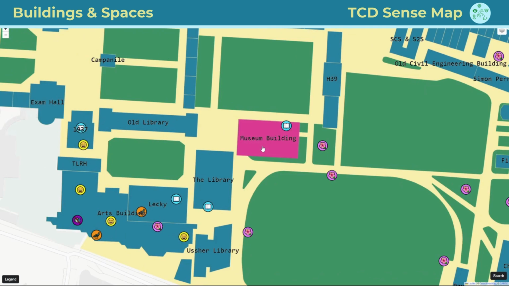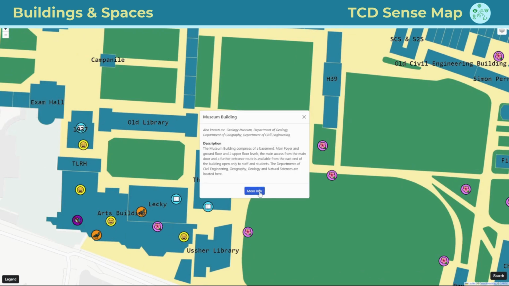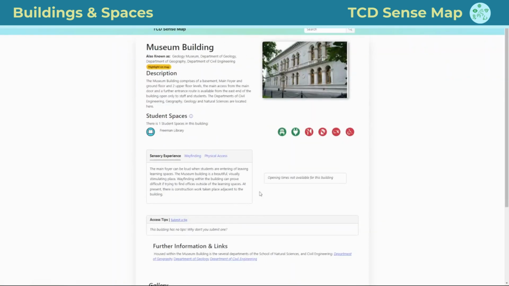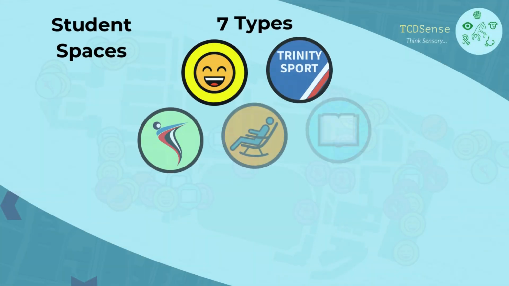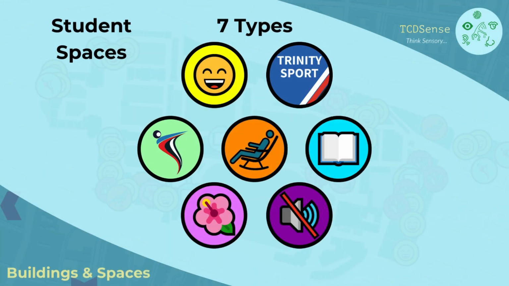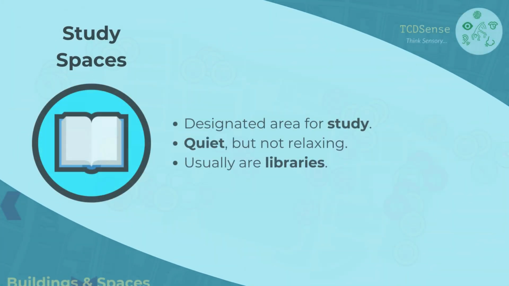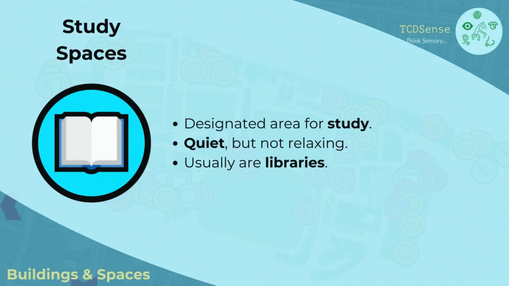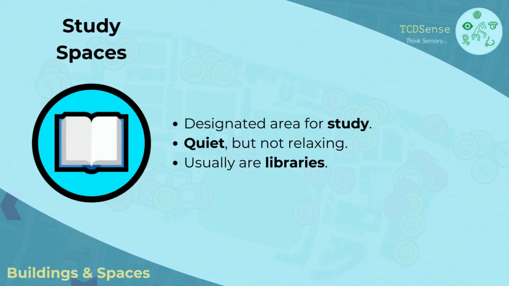Now that we have the map basics down pat, let's start exploring the rich information on the buildings and spaces pages. First of all, let's discuss the space types, which are categorized based on their primary purpose. Study spaces. These are spaces where students can study and work on assignments. These areas are usually quiet and may have access to resources such as books or computers.